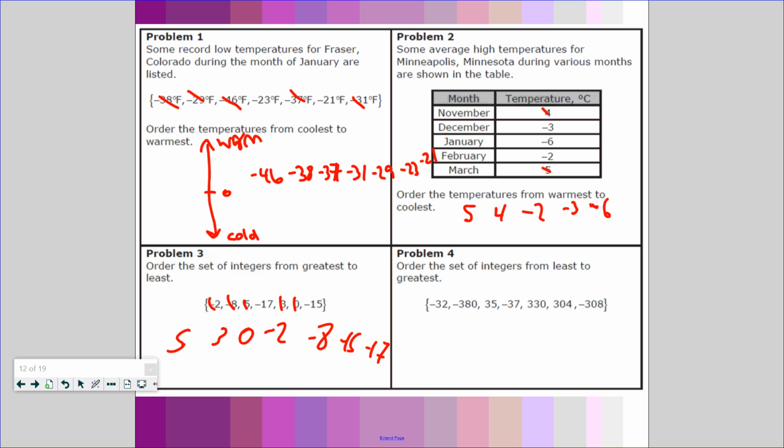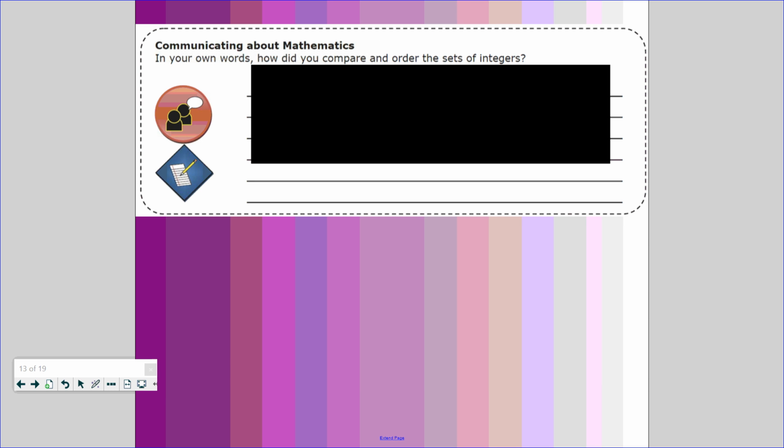And last but not least, put these from least to greatest. Least. Which one is the most negative number farthest from 0? Which negative is farthest from 0? Let's look: negative 380 is pretty far from 0. Then negative 308. Then negative 37. Then negative 32. Then 35. The positive number 35 is the least positive. Then 304 to 330.